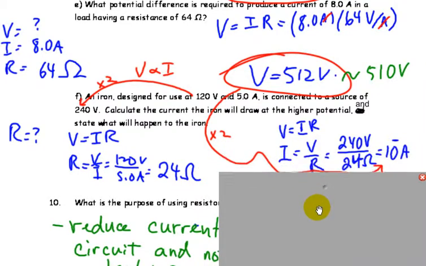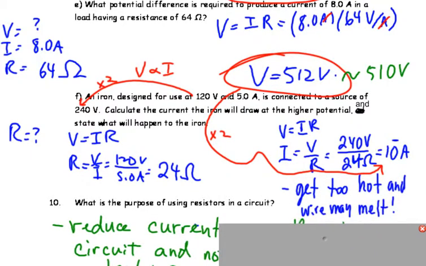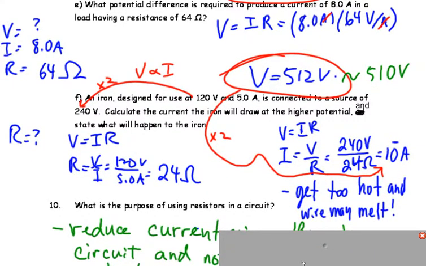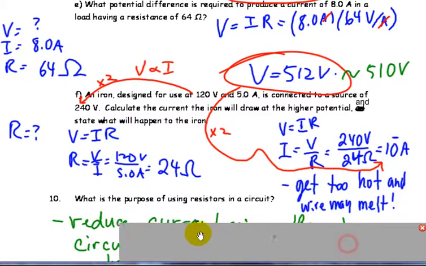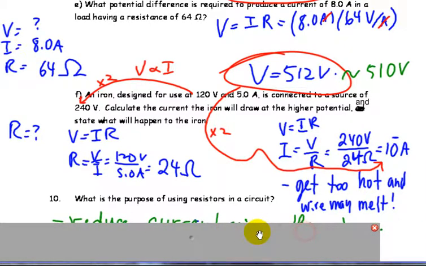Then from there, using that 24 ohms, figure out the current that it's drawing now from a 240 volt supply, and you can see that's 10 amps. Double the current that it's supposed to have. So the wires may get too hot and they may in fact melt.